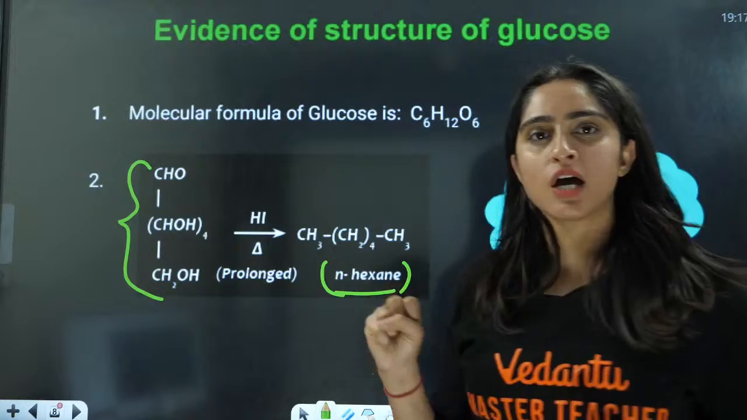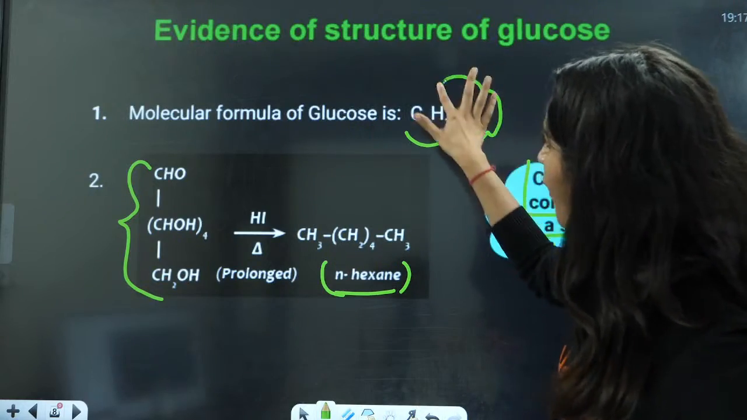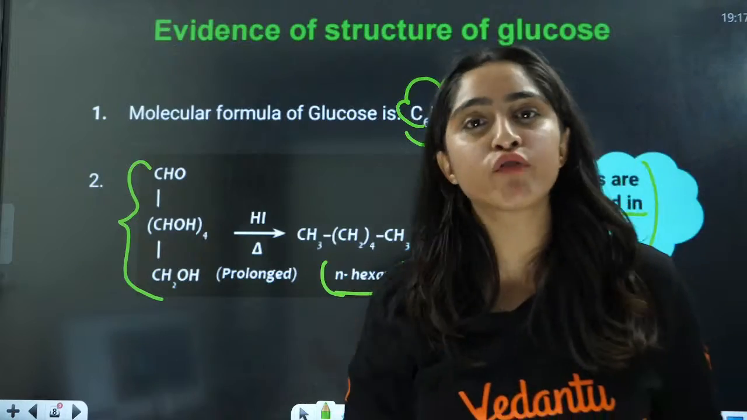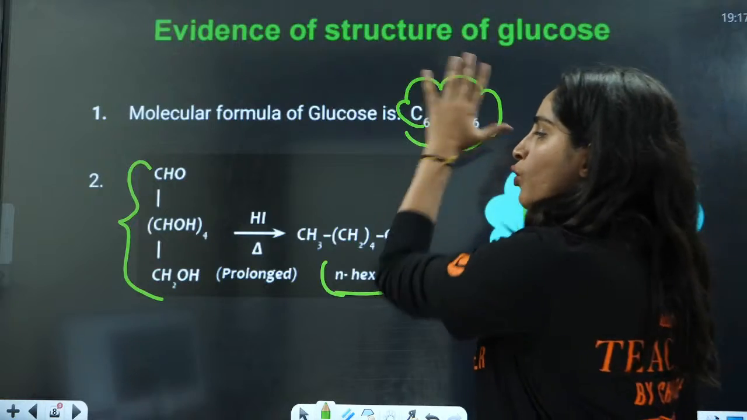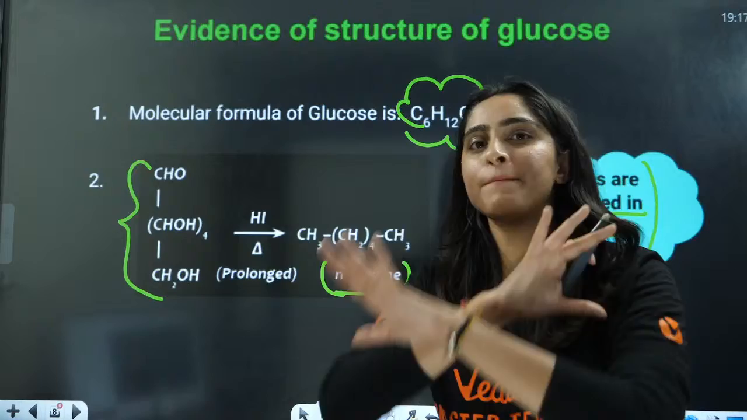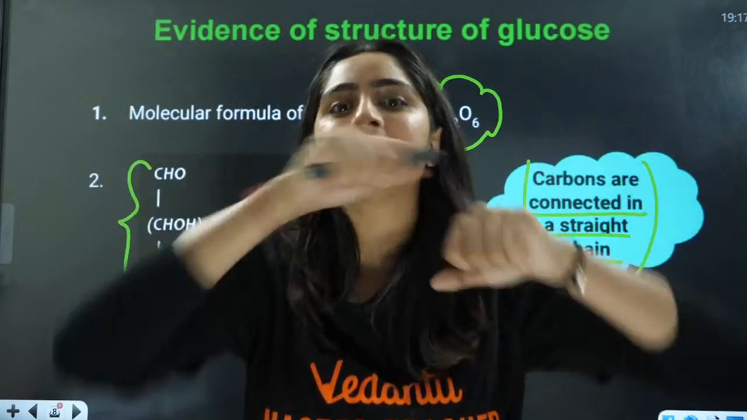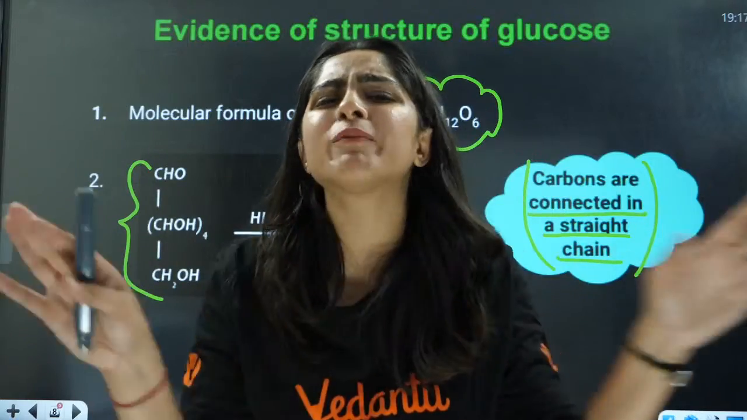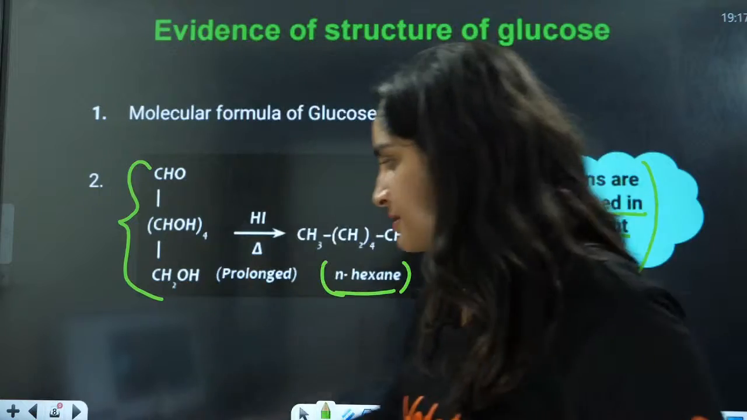Now, this is the structure. Right now, we know just one thing, that glucose has this formula. This is the formula of glucose. We know just this thing. Now, if you react this glucose with HI, it forms n-hexane. Right? Simple n-hexane, normal chain. That means all the carbon atoms are connected, not by any branching, just a straight chain. Right? Okay? This is the first thing.